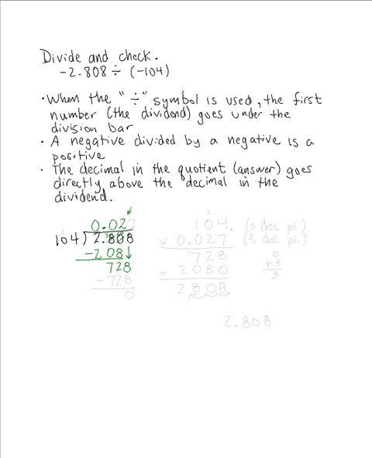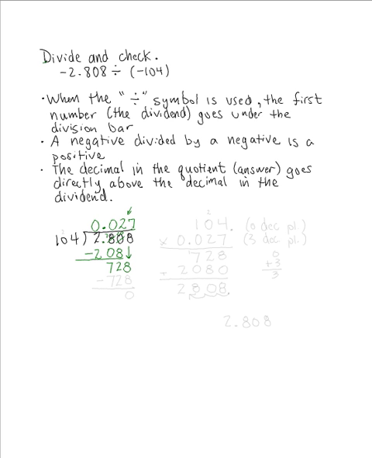Well, 104, again, is close to the number 100. 728 is close to the number 700. 100 goes into 700 7 times, so let's try 7. It might work, it might not. Let's find out. So we'll place the 7 up here. And now we need to multiply.